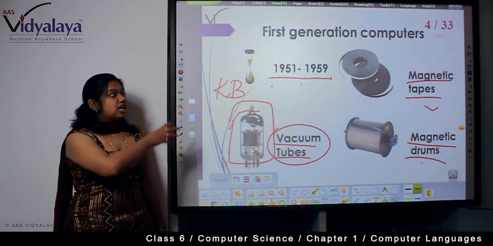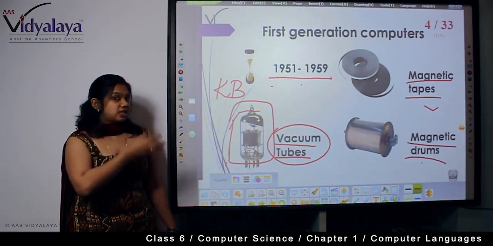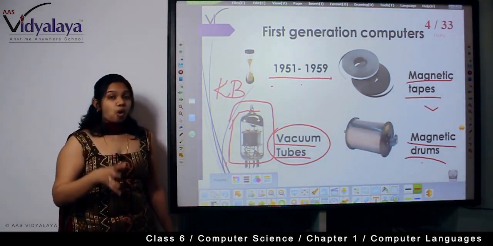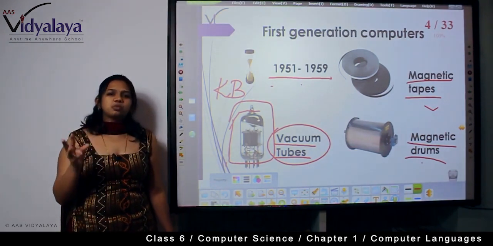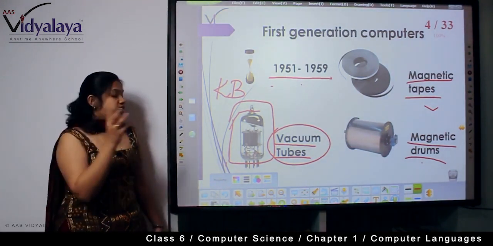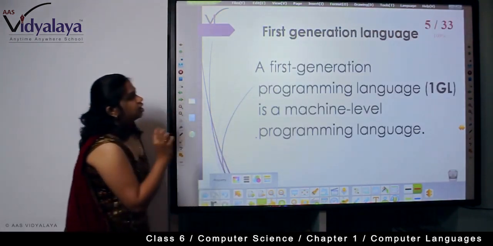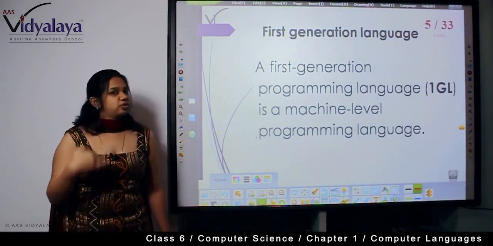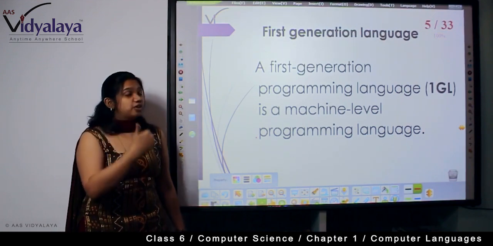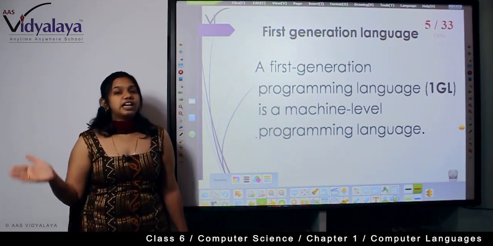Alright, so the disadvantage of magnetic tape was that, and magnetic drums were also used for storage, it had a very small storage space. Okay, now we are going to come to first generation language. So that's the chapter all about when you're going to start with learning about languages.